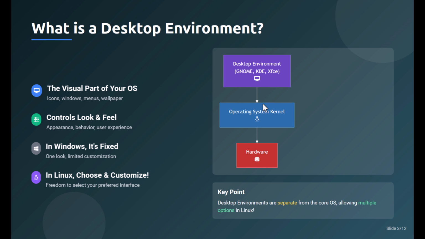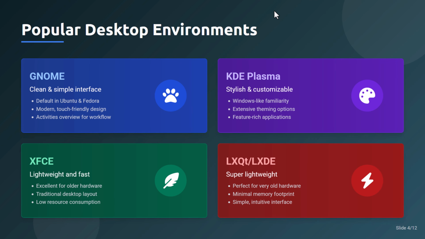As shown in the diagram, the desktop environment sits above the operating system kernel, which then interacts with your hardware. In Linux, the desktop environment is separate from the core OS. That's why you have so many choices. Now let's look at some of the most popular desktop environments in the Linux world. Each one offers a unique user experience from design to performance. Let's go over them one by one.